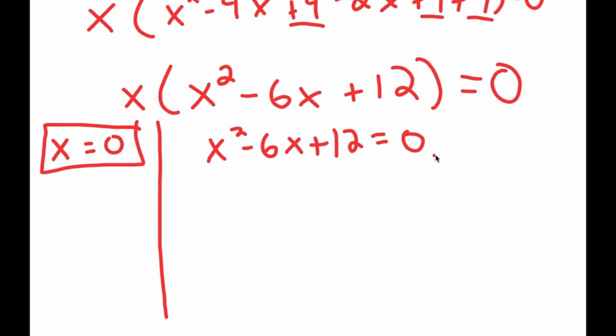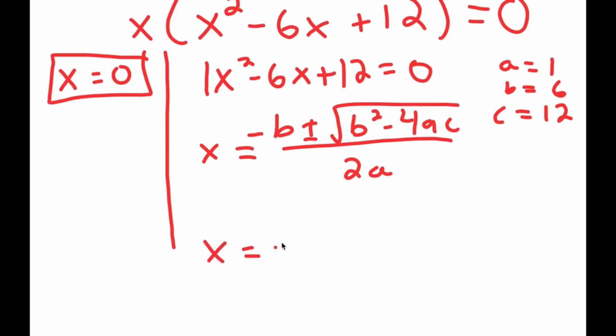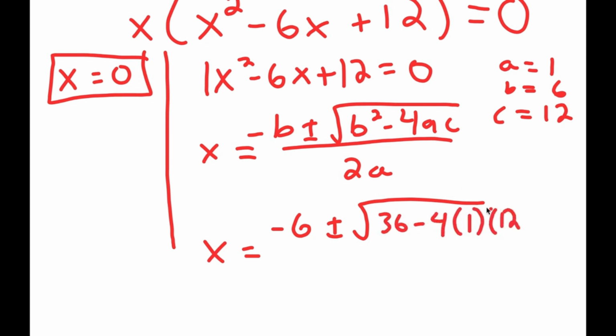And x squared minus 6x plus 12 is equal to 0. To solve this, we're going to have to use the quadratic formula, which is negative b plus or minus the square root of b squared minus 4ac all over 2a. So in this case, a is 1, b is negative 6, and c is 12. So if I plug these values into my quadratic formula, I get negative negative 6 plus or minus the square root of b squared, so 6 squared, which is 36, minus 4 times a, which is 1, times c, which is 12, all over 2a, so 2 times 1.